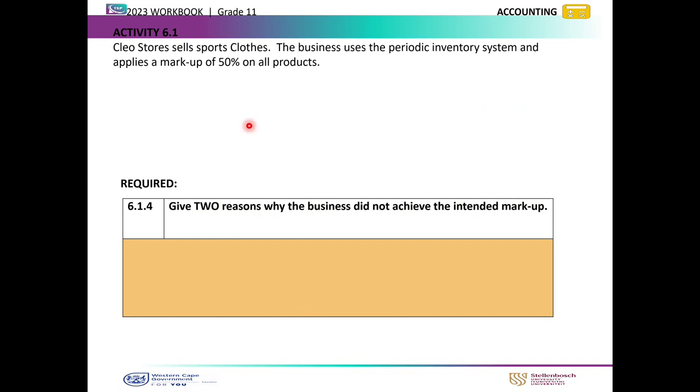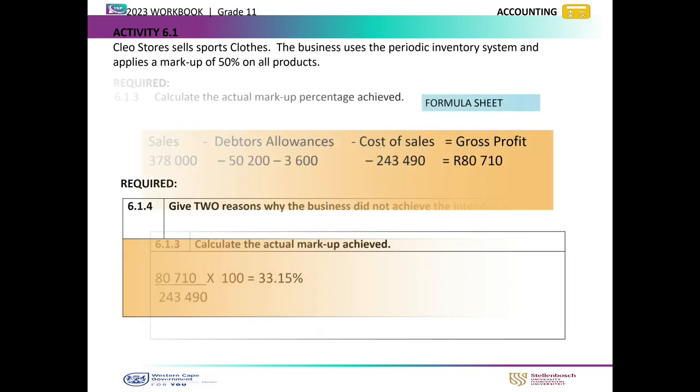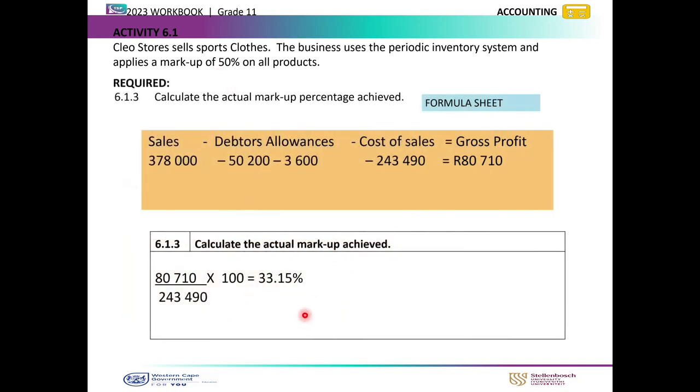All right. Cleo Stores, again, they sell sports clothes with a 50% profit markup, and we've just seen now that they've only achieved a 33.15% markup. So there's quite a big difference with the two markups. Again, they were supposed to have it at a markup of 50%. They only had 33.15%.